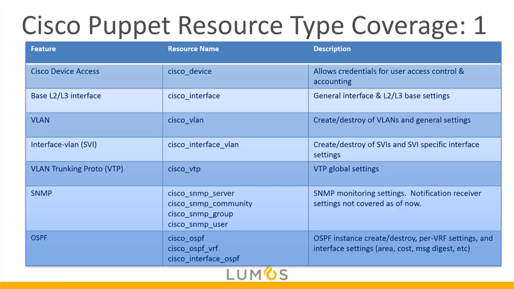Cisco_interface is the resource name, and this gives us the ability to apply general L2 and L3 configuration settings. Of course, VLAN for deploy and destroy of VLANs. Interface VLAN or SVI, so Cisco_interface_VLAN, deploy, destroy SVIs and SVI settings like IP address.